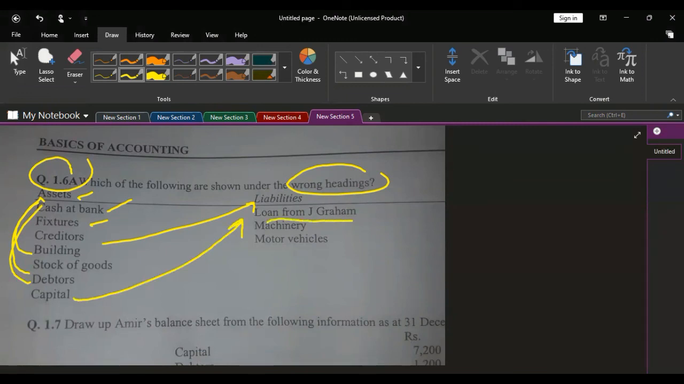Loan from C. Gram. We have taken a loan, therefore it is a liability and placed in liabilities. Machinery are our assets, so they need to move to the asset category. Motor vehicles are also assets, so they also need to move to the asset category.